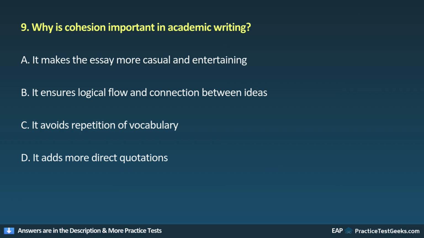9. Why is cohesion important in academic writing? A. It makes the essay more casual and entertaining. B. It ensures logical flow and connection between ideas. C. It avoids repetition of vocabulary. D. It adds more direct quotations.